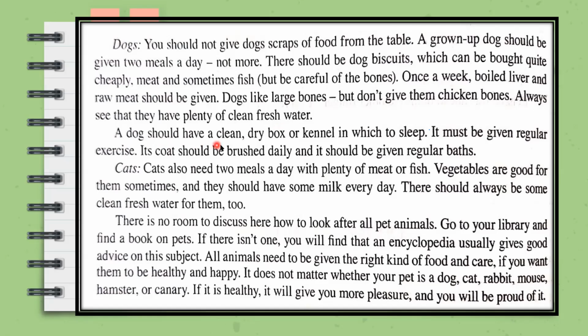A dog should have a clean, dry box or kennel in which to sleep. Means when you have a pet dog, you must arrange a kind of place for him to sleep, a dry box in which he sleeps. It must be given regular exercise. Its coat should be brushed daily and it should be given regular baths. So dear students, these are very important things for the dog.